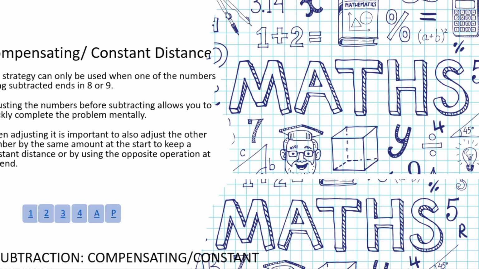Compensating, or constant distance, is a strategy we can use when one of the numbers ends in an 8, a 9 or a 0. Adjusting the numbers before we subtract allows you to complete the problem quickly. When adjusting, it's important to remember that whatever you do at the start, you need to do the same or opposite at the end to keep the distance of the numbers the same. Essentially, when you subtract, the distance between the two numbers has to remain constant. This means adjusting at the start or the end to help you do this quickly.